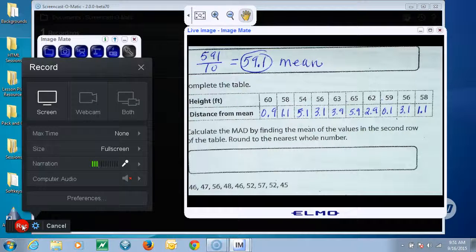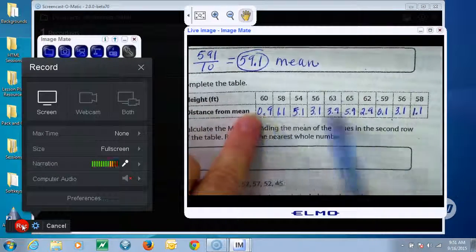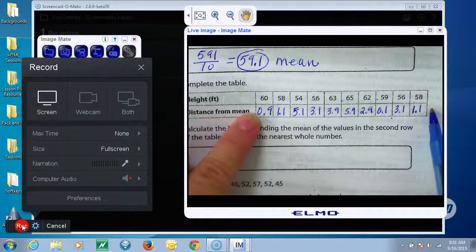Okay. Now, so we've done 2 steps. We got the mean. We found the difference all the numbers are from the mean. Now we're going to get the mean of the numbers we just subtracted. So we're going to add all these numbers up. Go, add them up.